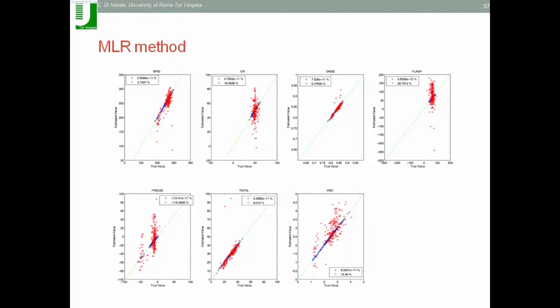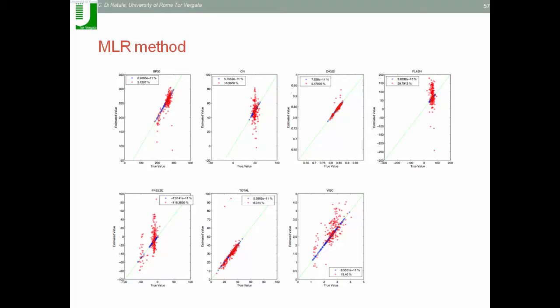Here we have again the blue, which is the calibration data points, and the red are validation. For the blue, we provided to the method both the spectra and the properties. For the red, we provided only the spectra and asked what the properties are, and then we checked the difference between the estimated and the real value.